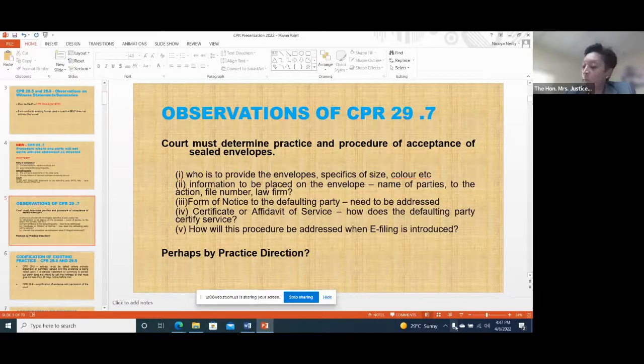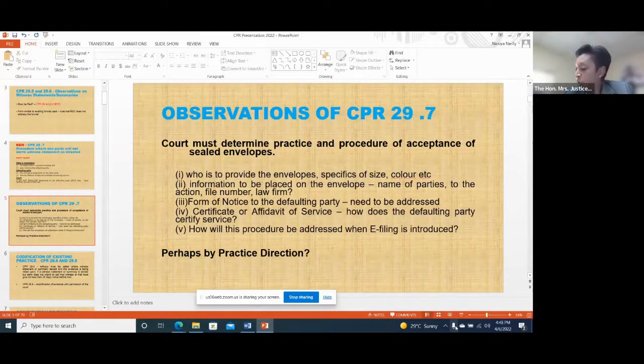So what I have said is the court must determine the practice and procedure of acceptance of sealed envelopes. That is, who is going to provide it, the specifics of the envelope. It sounds trite, but you have to realize we're a court, and if you're coming in with an 11 by 17 envelope, and someone's coming in with a letter size envelope, we have to be uniform, and consistent, and we have to have a policy about what exactly is acceptable. So the information to be placed on the envelope, I am suggesting the obvious things: the names of the parties to the action, the file number, the law firm, and whether it is the claimant or the defendant.